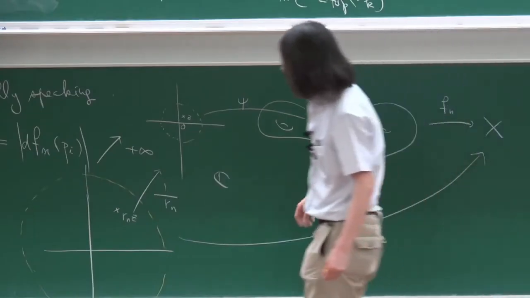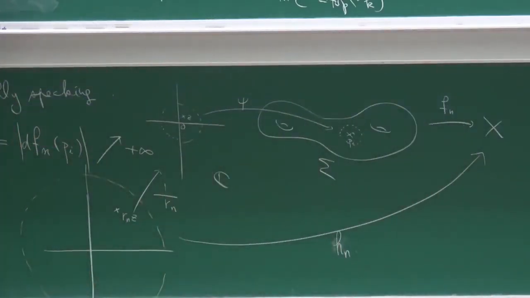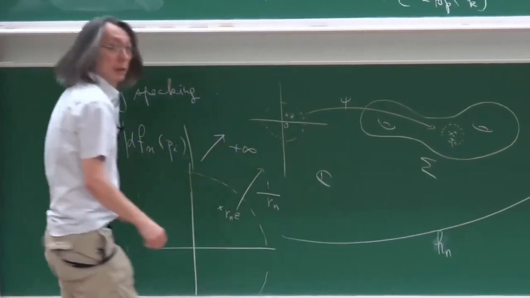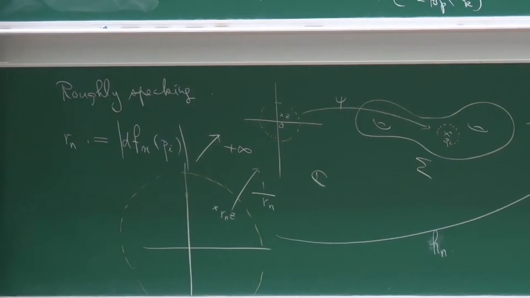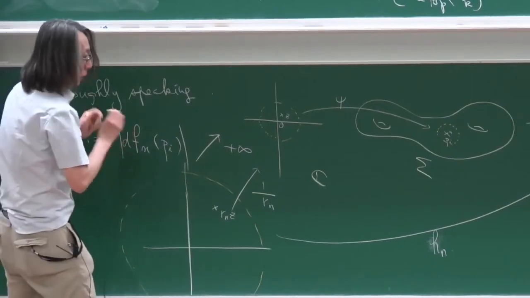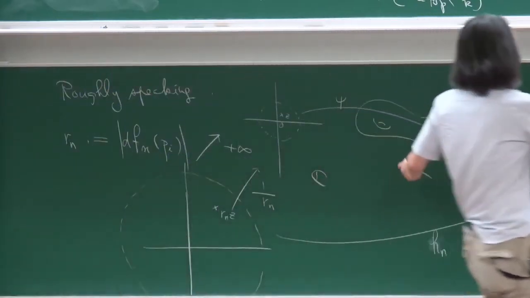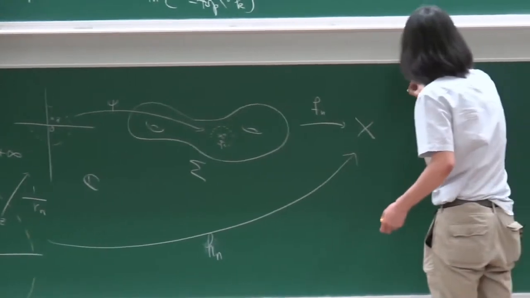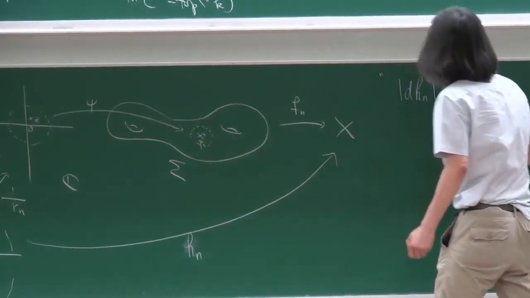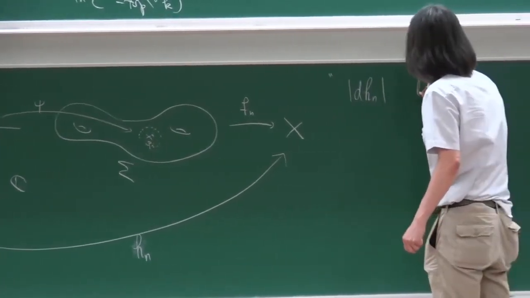And then here there is a little bit delicate point, because I know the size of the derivative at this point, but I don't know the size of the derivative at other points. So therefore, we need to use some argument. But anyway, roughly speaking, this d of hn is actually bounded.